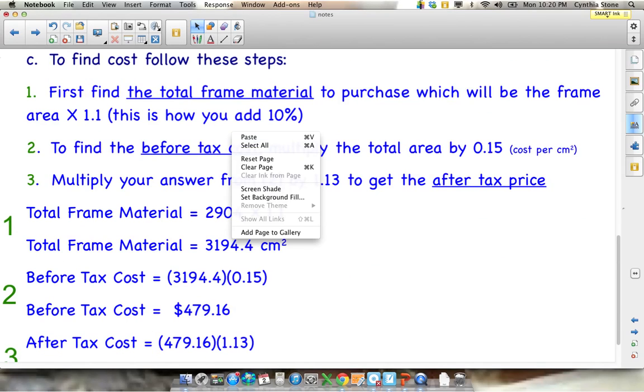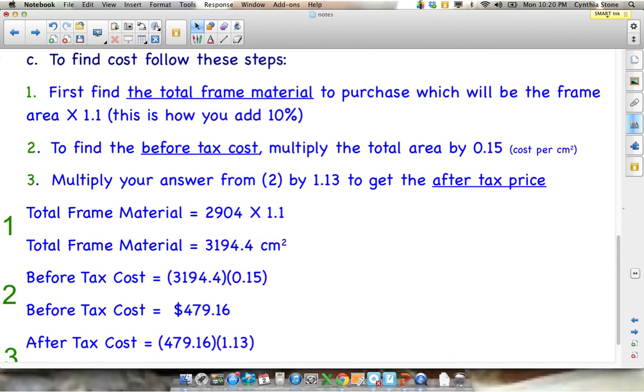To find the cost, you'd follow these steps. First, we have to find the total amount of frame material. So you take the frame area times 1.1. When you're adding 10% to something, you could go frame area plus 0.1 times the frame area, but that really is the same as taking the frame area times 1.1. So if you're adding 10%, you just take the number and multiply it by 1.1.